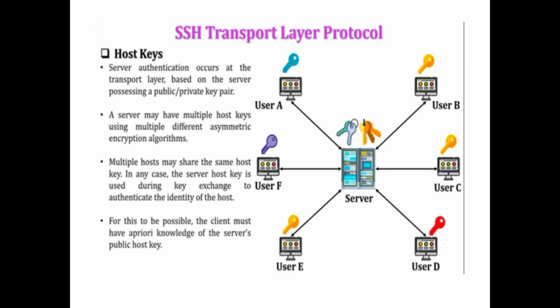Server authentication occurs at the transport layer, based on the server possessing a public-private key pair. A server may have multiple host keys using multiple different asymmetric encryption algorithms. Multiple hosts may share the same host key. In any case, the server host key is used during key exchange to authenticate the identity of the host. For this to be possible, the client must have prior knowledge of the server public host key.